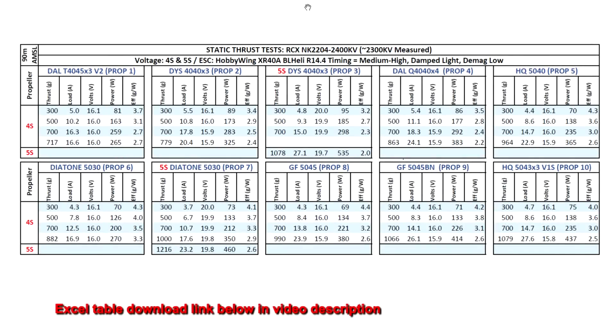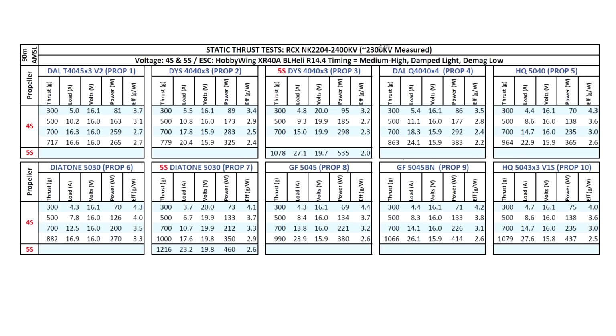All right, so here are the thrust test results for the RCX NK2204-2400KV. The motor came in at about 2300KV, so a little bit lower than advertised. So this reflects on the results. As you can see, on 4 and 5 inch props, the thrust is not overly high, but it's pretty decent, I think, considering you would use this on an ultralight build.